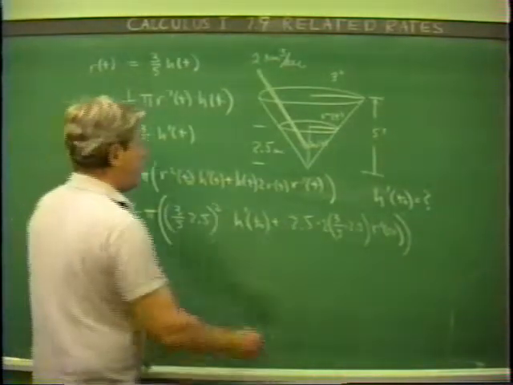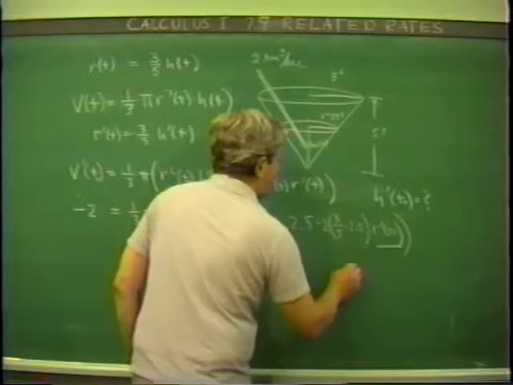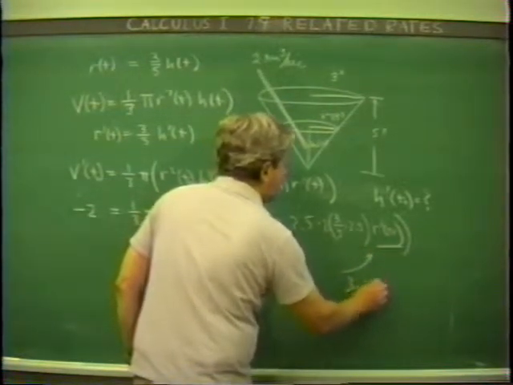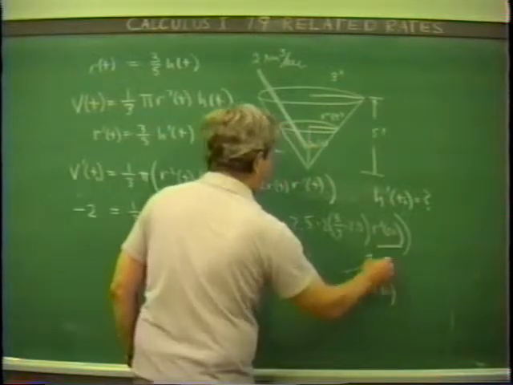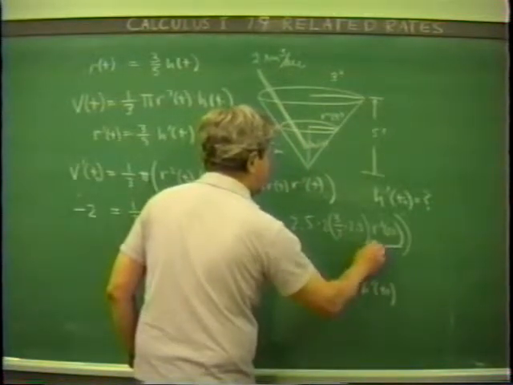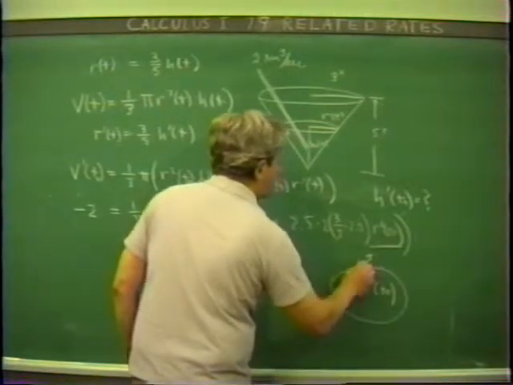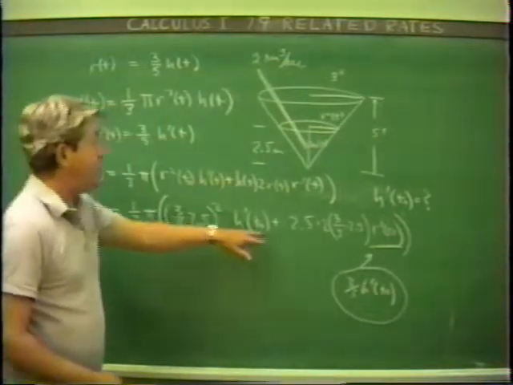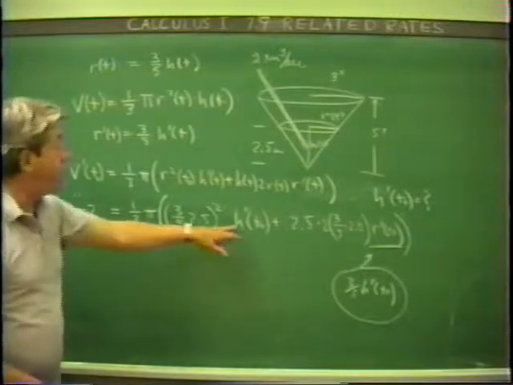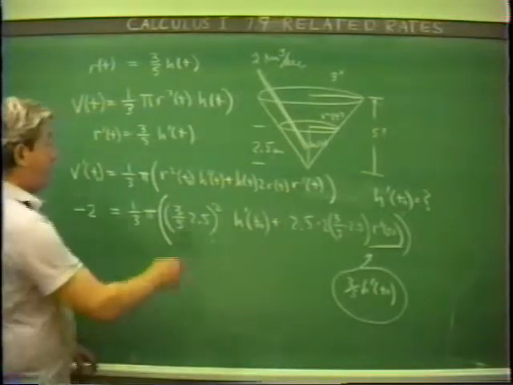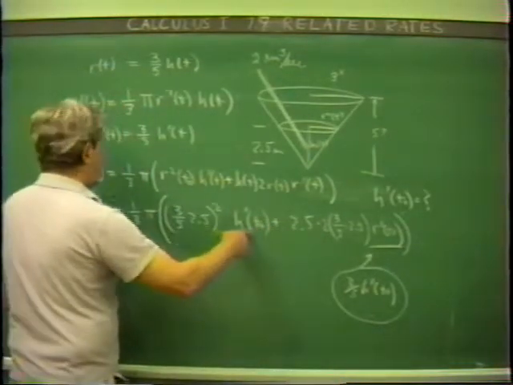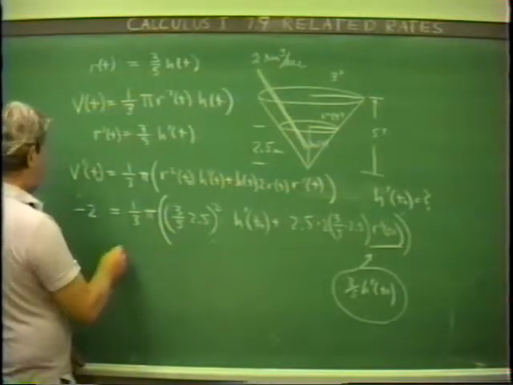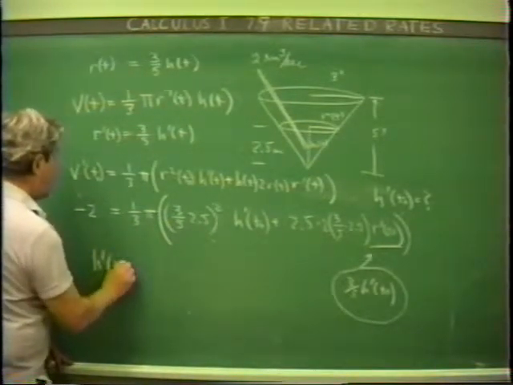Now we know that r prime at the time we're interested in is 3/5 of h prime at the time we're interested in. So if we replace this with 3/5 h prime at t naught, we will then have one equation which involves h prime of t naught, and it's easily seen that this equation can be solved for h prime at t naught by taking the multiples of h prime of t naught and dividing.